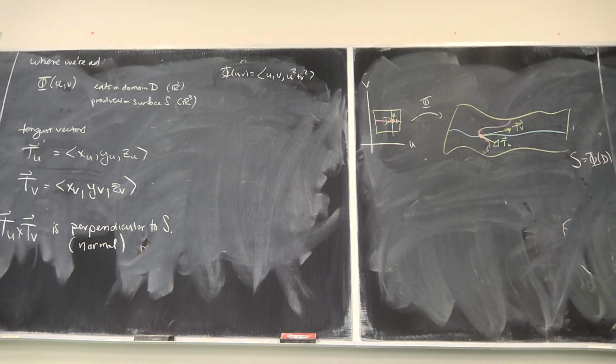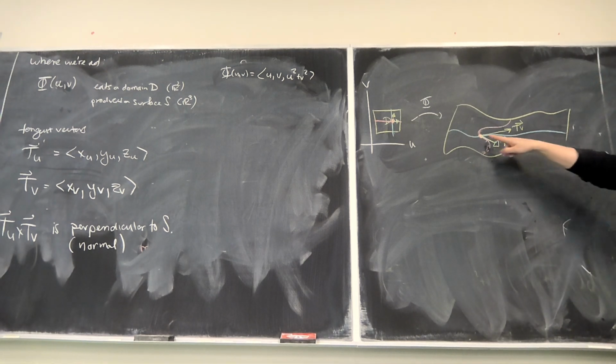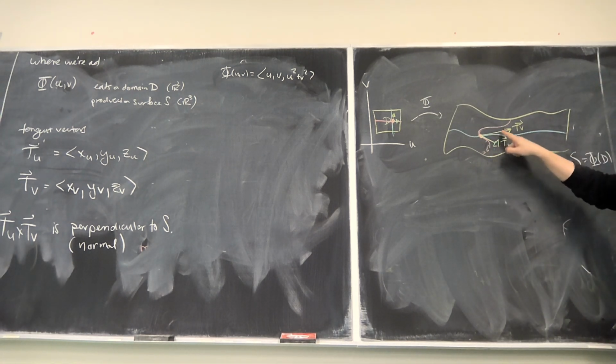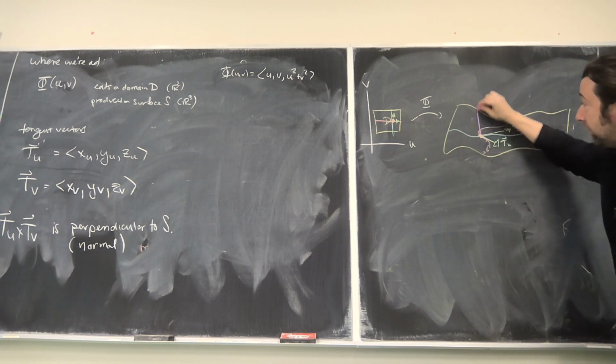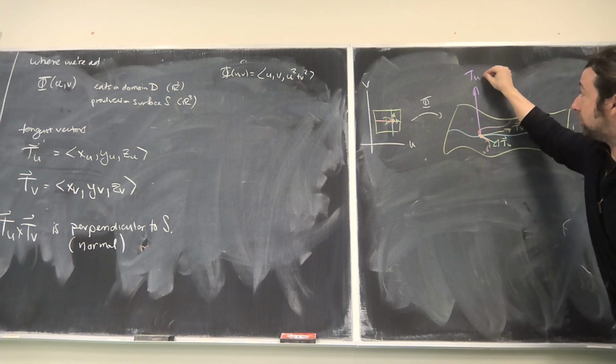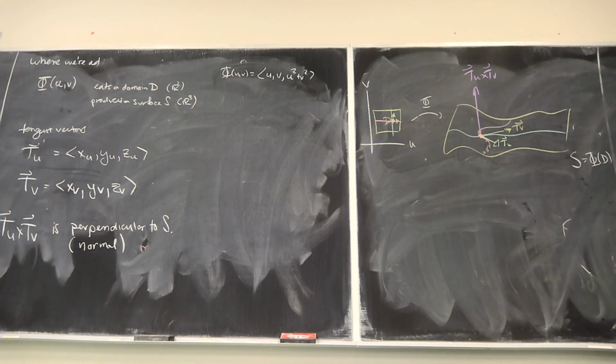And Tu cross Tv is the normal vector to the surface here. These are both tangent, so they sit inside the tangent plane. So a normal vector to the tangent plane will be the cross product of those. So this vector is Tu cross Tv. So that's the picture of the geometry of what we've done so far. This is what we talked about last time.